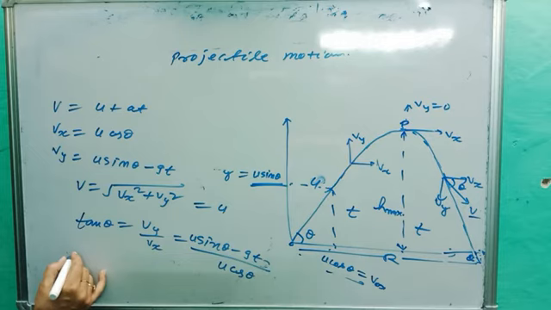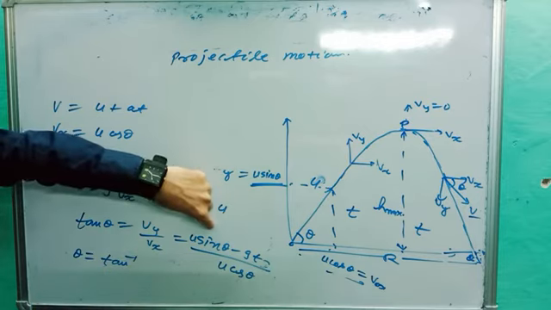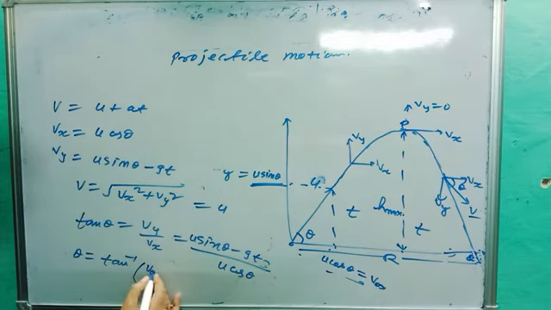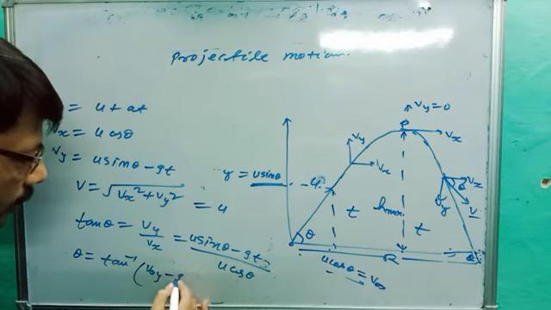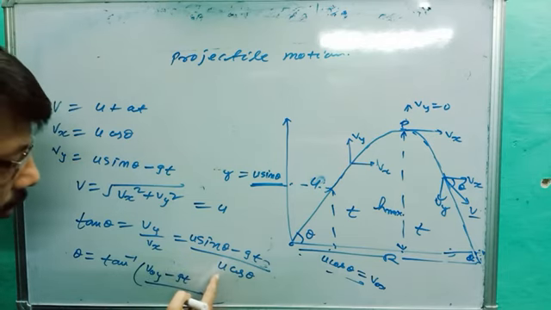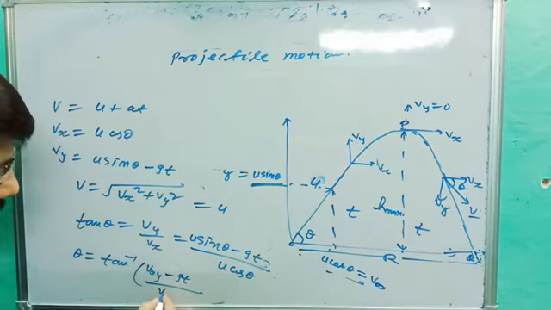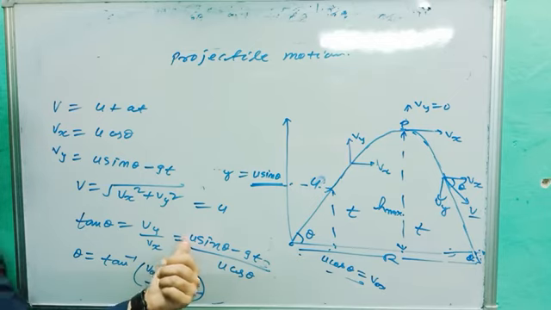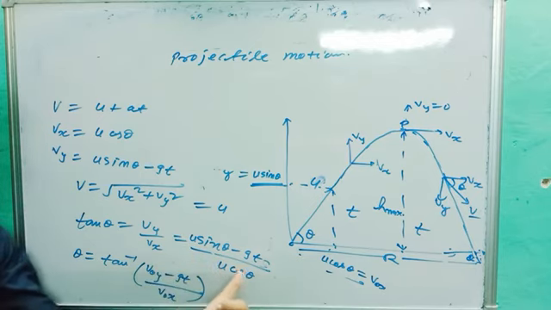If I ask for the value of theta, theta is equal to tan inverse of u sin theta. You should know u sin theta can be written as V naught y. This is an NCERT additional exercise. V naught y minus gt divided by u cos theta, also written as V naught x. So the formula is theta is equal to tan inverse of V naught y minus gt upon V naught x. It is in the form of u sin theta minus gt upon u cos theta.